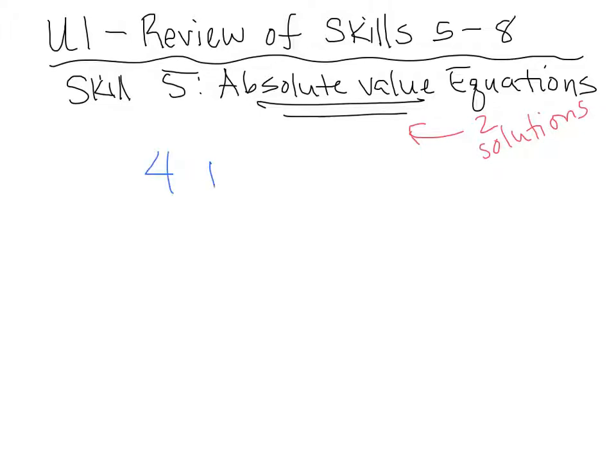4 plus 7 times the absolute value of 9n plus 5 equals 102. Okay, so I'm going to pause the video, give you a chance to work this out to find your two possible solutions, then I'll press play and we can compare our work.